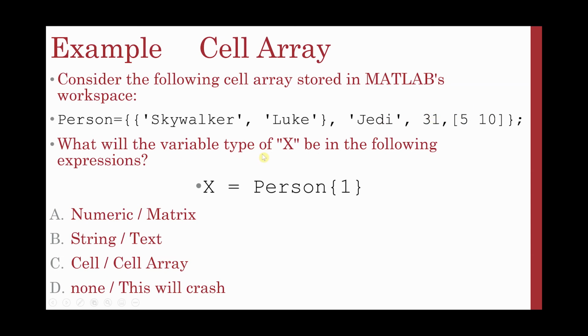So we want to know what type of variable x will be if we use this following expression. If I say x is equal to person, curly brackets of 1, what is it going to do? Well, it's going to extract the information from the cell array that's in position 1, which in this case happens to be a cell array. So our answer is C. If I had done a 2, it would have extracted a text string.